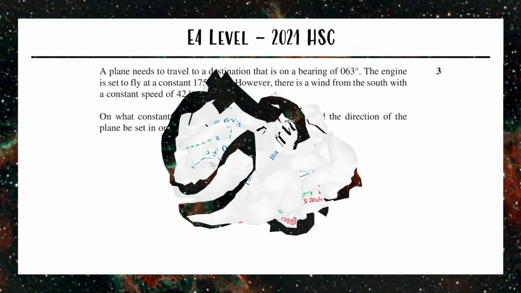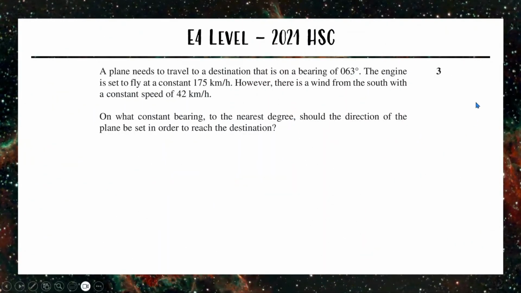Here's one from 2021 as well. It's 3 marks and it's just a bit of text with no picture to help you. We have a plane traveling to a destination on a bearing of 63 degrees. So that's where the destination is. Engine flies at a constant 175 kilometers per hour. However, there's a wind from the south that is at 42 k's per hour. On what constant bearing to the nearest degree should the direction of this plane be set in order to reach the destination?